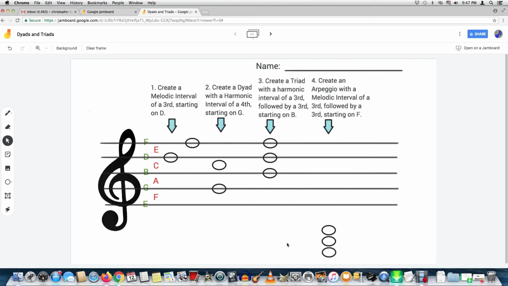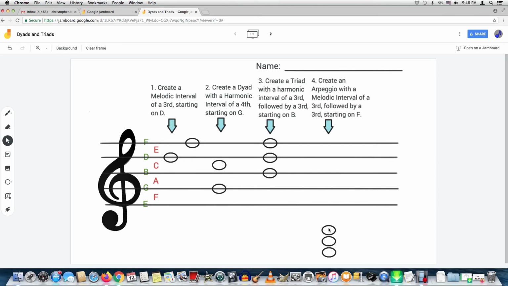All right, now for number 4, we're going to create an arpeggio, there's a fancy word, with a melodic interval, notice how it says melodic now, of a third, followed by a third, similar as before, and this time we're starting on F. Okay, so is F found in the word face? Yes, it is, right here. Is F also found in Eddie's green boots don't fit? Why, yes, it is.